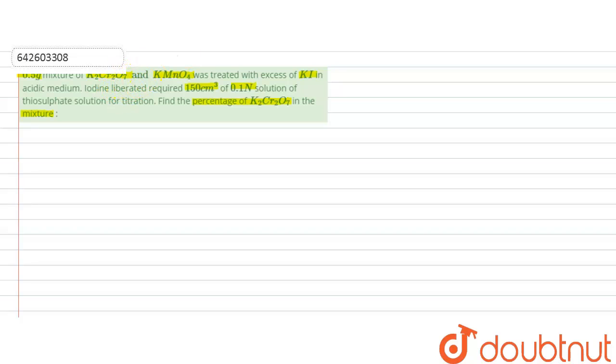So first we will see when K2Cr2O7 and KMnO4 react with KI solution. So K2Cr2O7 plus KMnO4 plus KI. K2Cr2O7 solution means its dichromate ions will get converted to Cr3+ and permanganate ion will get reduced to Mn2+ and the iodide ion in KI will be oxidized to I2. So first we will see the N factor for all the compounds.